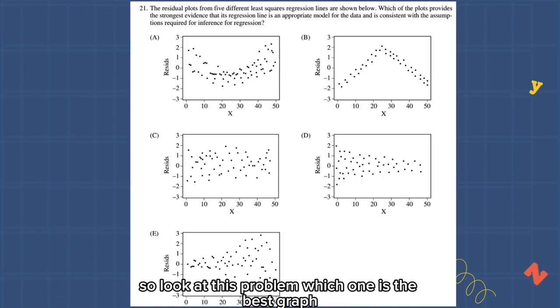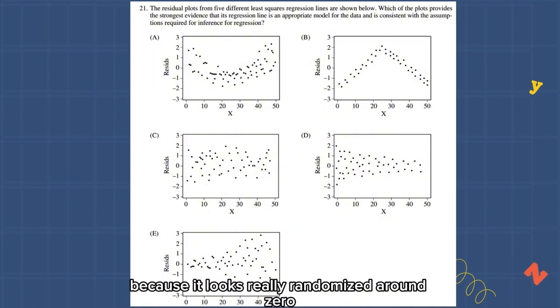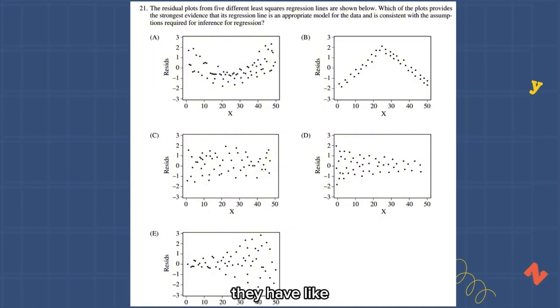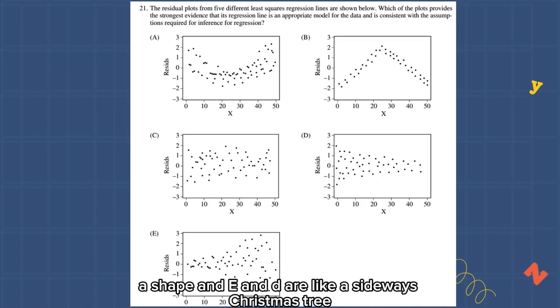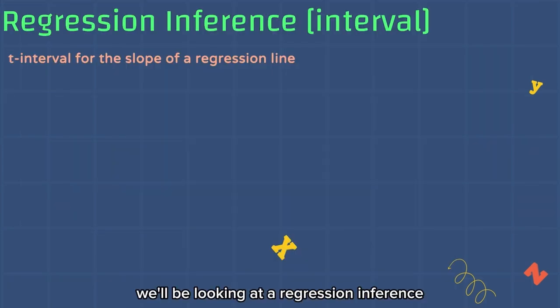So look at this problem. Which one is the best residual graph? Hopefully you said C, because it looks really random and centered around 0. A and B have a shape, and D and E are like a sideways Christmas tree. So D and E don't have constant variance, and A and B just have a pattern, so it's not linear. Now we'll look at regression inference for an interval.